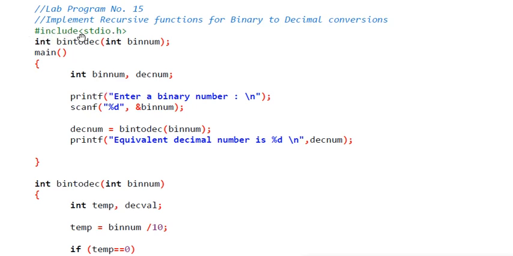First line, hash include stdio.h. The meaning of this is that this particular statement includes the standard input output header file.